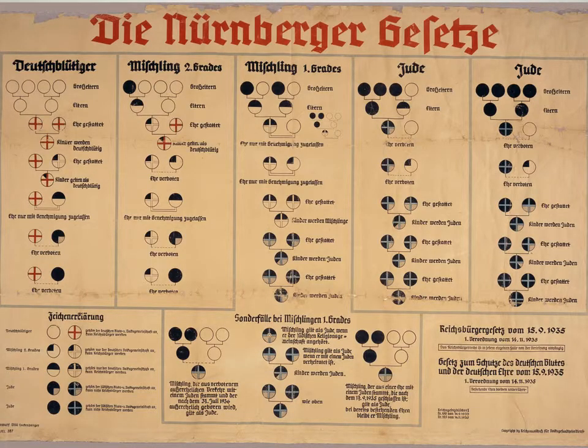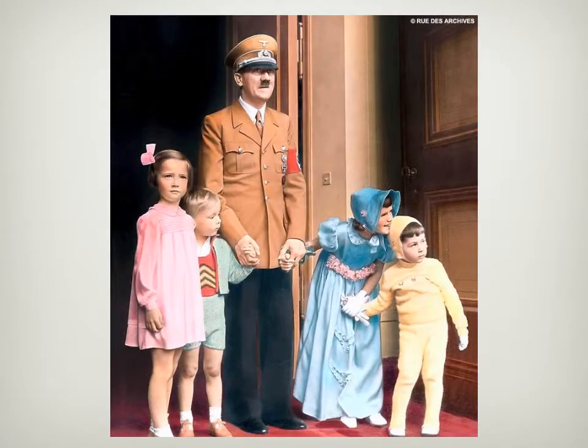This shows a diagram of the idea of the purebred German versus the purebred Jew, and it talks about the inferiority of the Jews as opposed to the Germans themselves. Hitler during this time always liked to have himself shown as being the friend of good German children throughout the Reich.